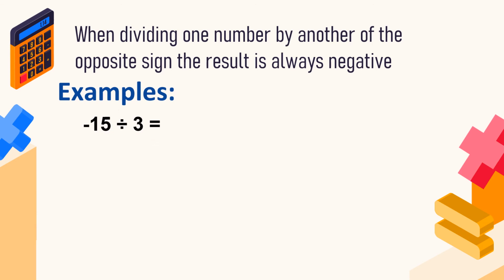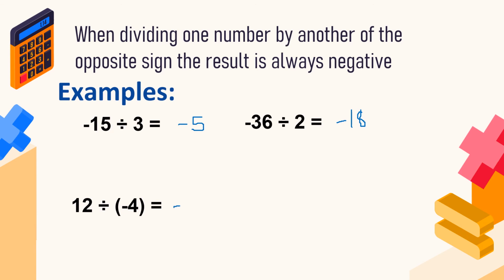Example, we have negative 15 divided by 3. So, the answer will be negative 5. Negative 36 divided by 2 is equal to negative 18. Next, 12 divided by negative 4 is equal to negative 3. Next, 20 divided by negative 5 is equal to negative 4.